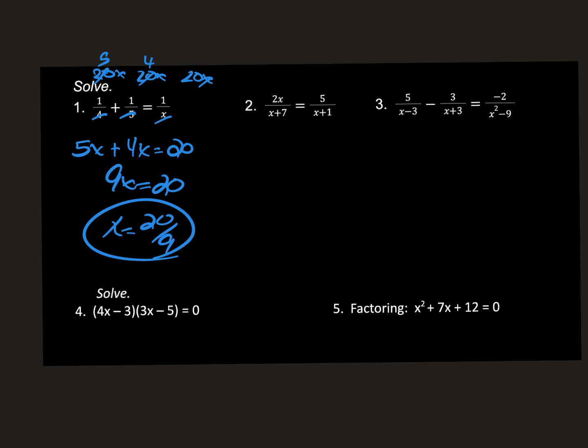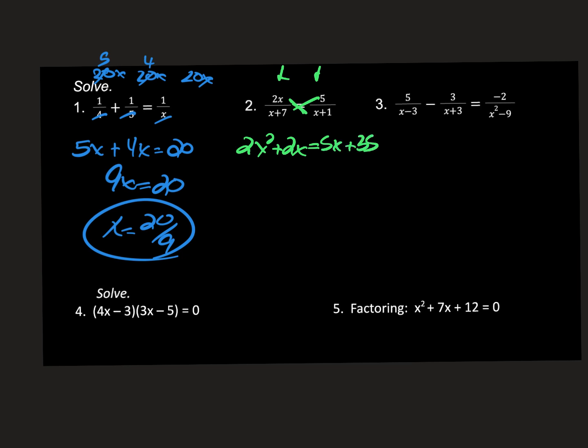Not too bad. Number two, anytime there's just one fraction on each side, I always like to just cross multiply and act like it's a proportion. So 2x, I'm doing this way, be 2x squared plus 2x. And I'm going this way, 5x plus 35.